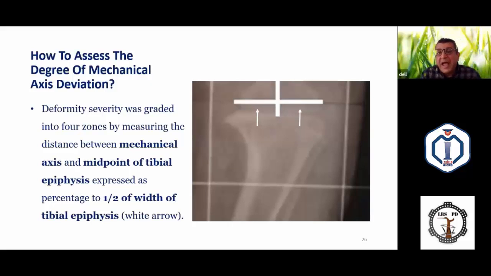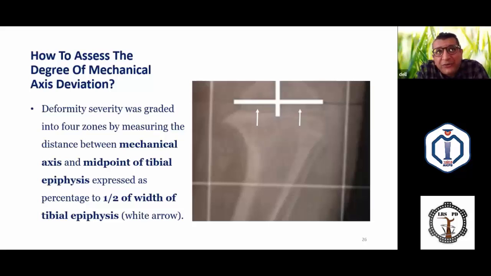What about the severity? How severe is it? How can we measure severity? To measure severity, we grade the diameter of the tibial epiphysis, as you can see here, and we will take one half of it. This is a relative method.